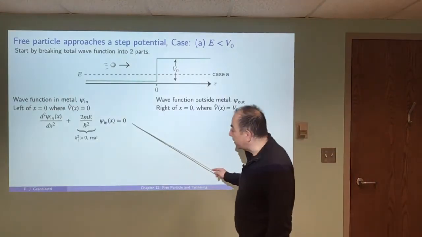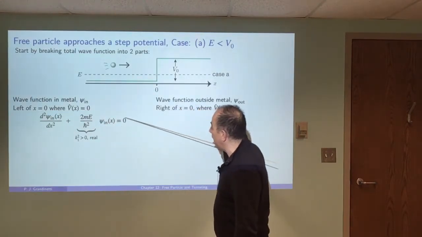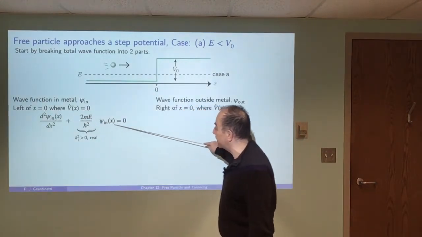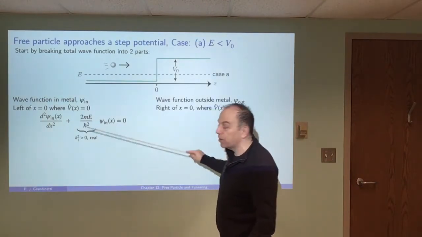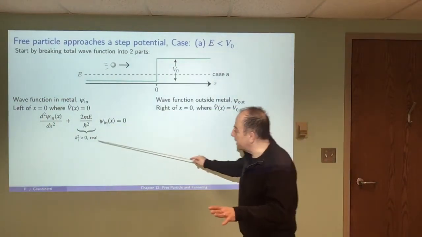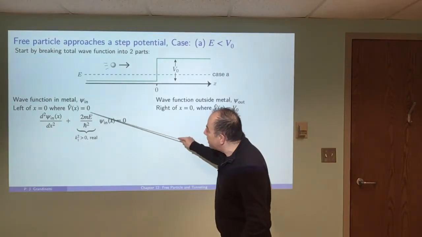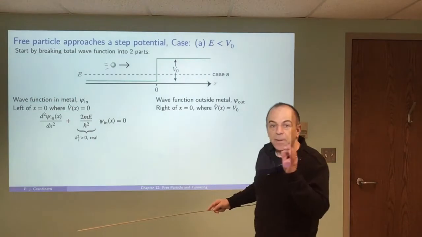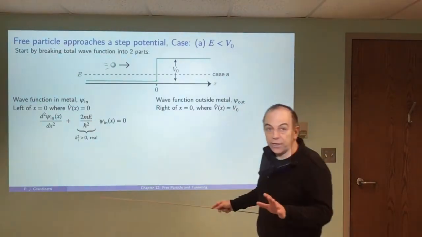So on the left, if you take the Schrodinger equation with this potential, this is what you have. Rearrange it into this form. And again, I have this 2mE over h bar squared, which we're going to call k squared. In this case, I'm going to call it k1 squared since it's on the left here. And this number is greater than 0. It's a positive quantity, and it's a real number.